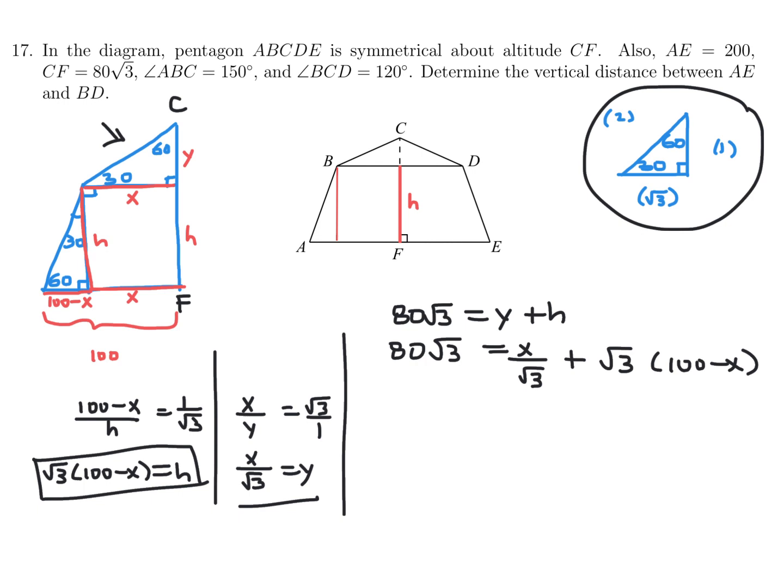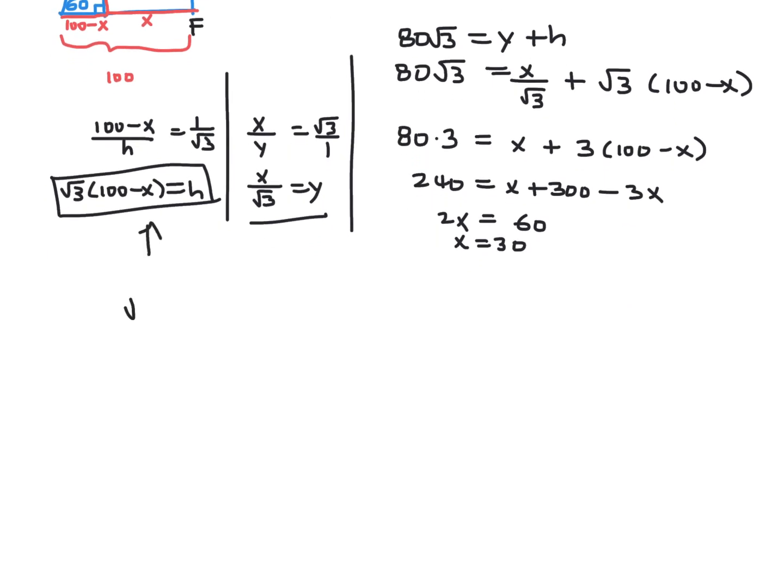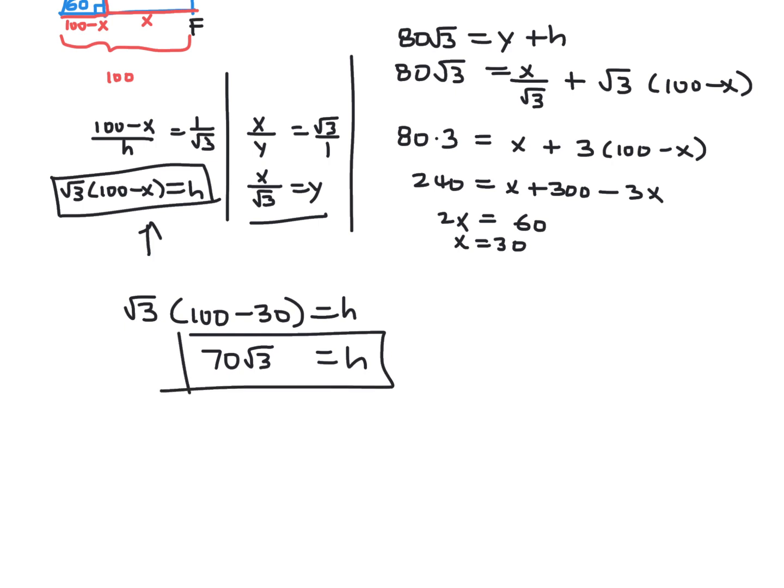Okay. So let me multiply through, well, what should I do here? Multiply through by root 3? Sure. If I multiply through by root 3, then I'll get 80 times 3 and X, and then this will be 3 times 100 minus X. So this is 240 is equal to X plus 300 minus 3X. So this is 60 is equal to 2X, and therefore X is equal to 30. X is equal to 30, but I want H, so that means root 3 times 100 minus 30 is H, and therefore H is 70 root 3. And that is the answer to the question.